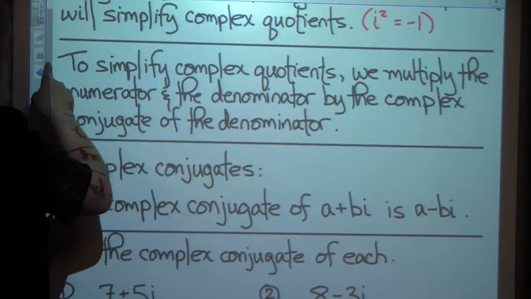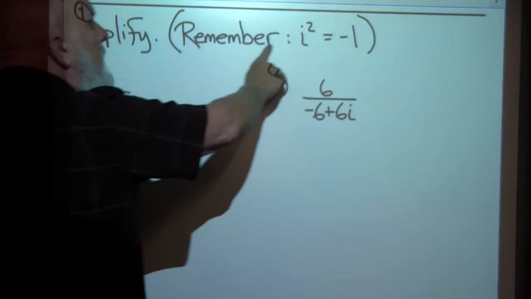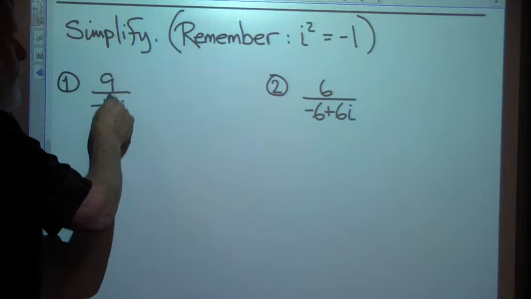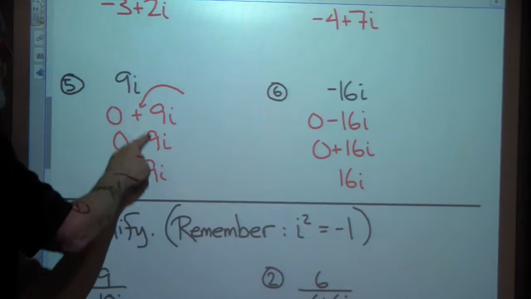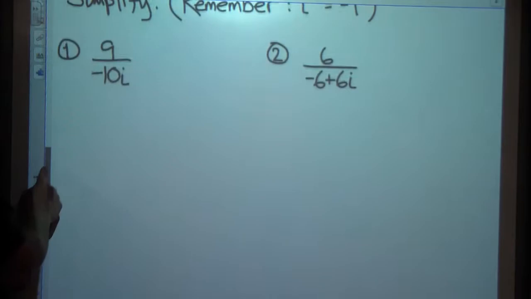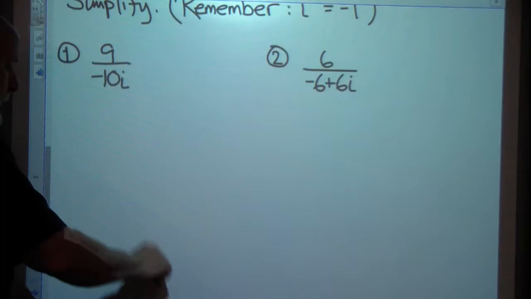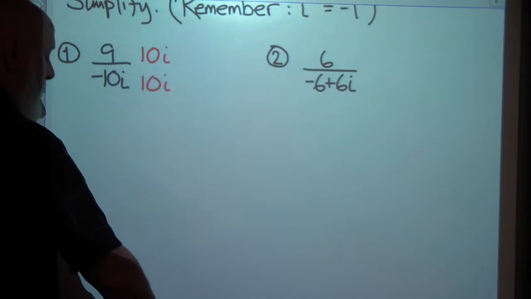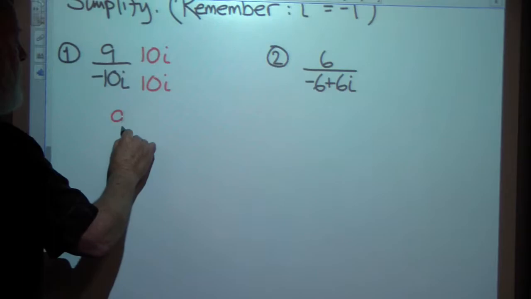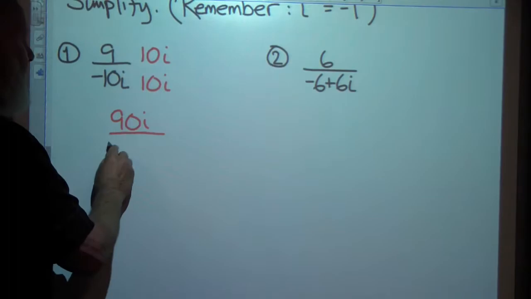So let's take a look at what that looks like. Simplify, remember that i squared is negative 1. So I'm going to multiply the top and bottom of this quotient by the complex conjugate of the denominator. Here's my denominator. Remember, if we have just one term, for the complex conjugate we just change its sign. So if I'm going to multiply the top and bottom, the numerator and the denominator, by the complex conjugate of the denominator, I'm just going to multiply top and bottom by 10i. What happens here is we wind up with 9 times 10i, that will give me 90i. And in the bottom we get negative 10 times 10, that's negative 100.